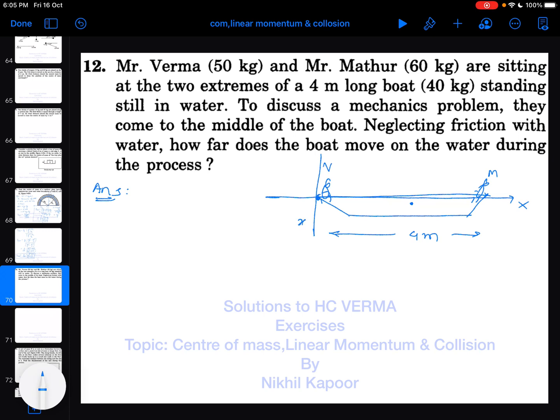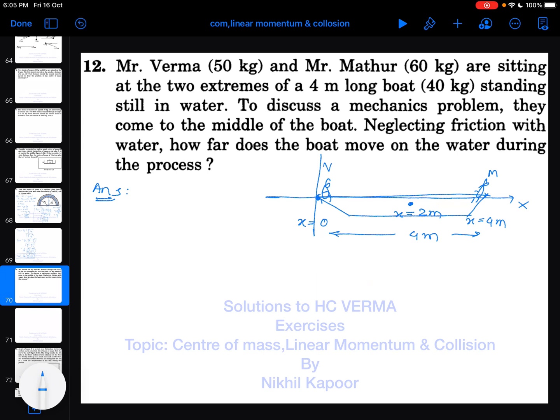Now what is the initial coordinate of Mr. Verma? 50 kg is the mass. The x-coordinate is 0. The x-coordinate of the boat is 2 meter, while the x-coordinate of Mr. Mathur is 4 meter.